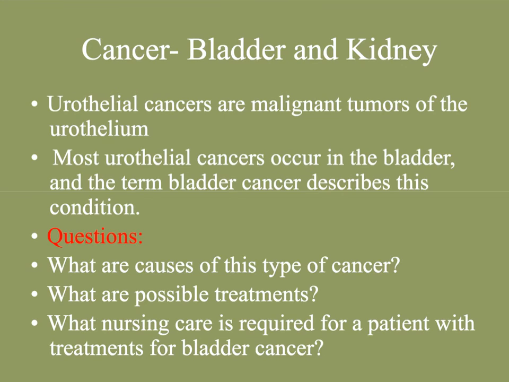We're going to wrap this presentation up for Module 4 by talking about bladder and kidney cancer. These cancers are usually urothelial cancers, which means that they are malignant tumors of the urothelium, which is the lining of the transitional cells in the kidney, renal pelvis, ureters, urinary bladder, and the urethra. These cancers most commonly occur in the bladder.